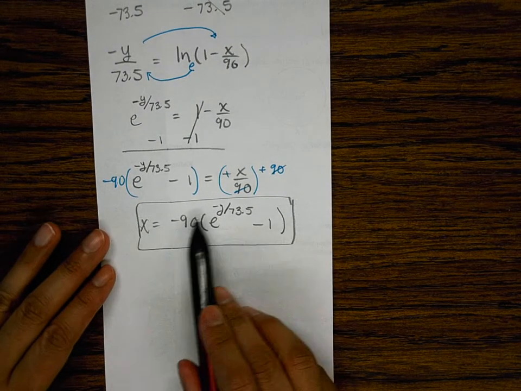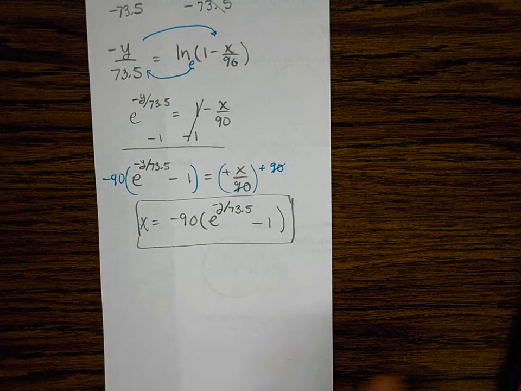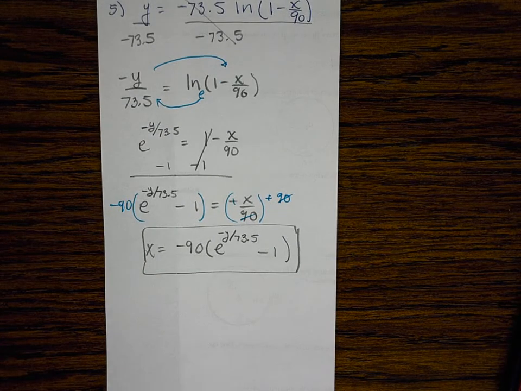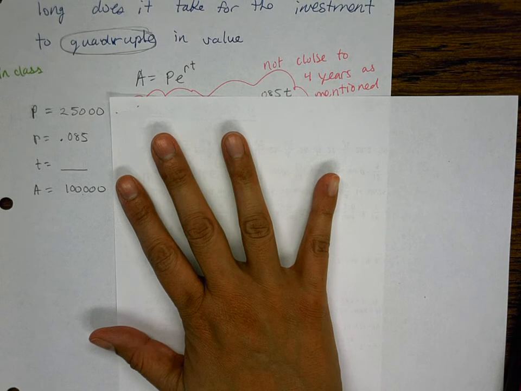Solve for x in terms of y. I have x by itself. In terms of y means I have y in my final answer. And that's what it would look like. Okay, the next one I'm going to finish off is the last one, number 2. And it looks like this.